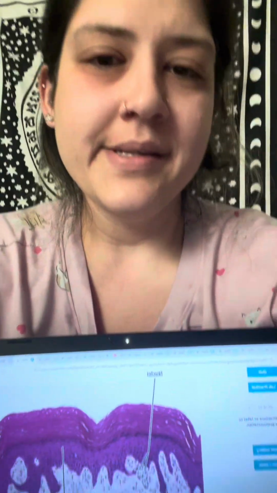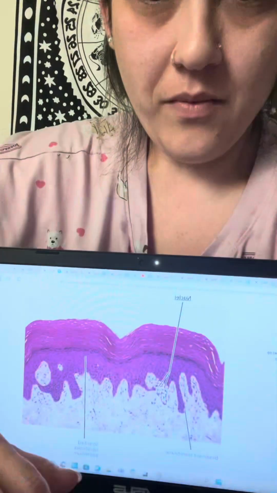Stratified squamous epithelium, keratinized, plays such an important and vital role for our bodies. And again, the structure absolutely equals the function here. I think this is a really fascinating tissue. It does so much for us. It protects us from pathogens. It protects us from chemical substances, abrasions, burns, all kinds of stuff.